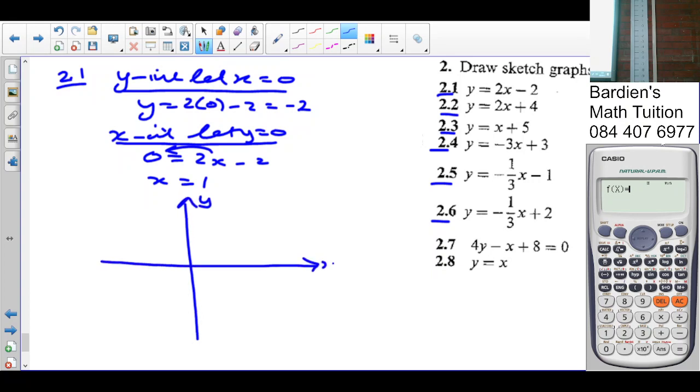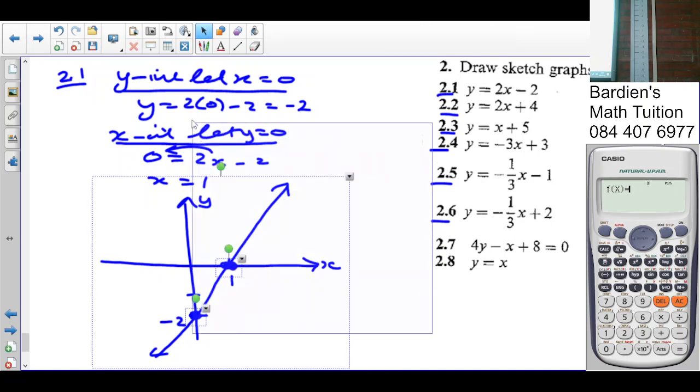It's your y and your x. X is 1. Y is negative 2. Again, you take a ruler and you draw it through those points. Listen, you don't draw it through the number 1 and the number negative 2. No. You draw it where that is on your axis. You guys understand? Yes, sir.